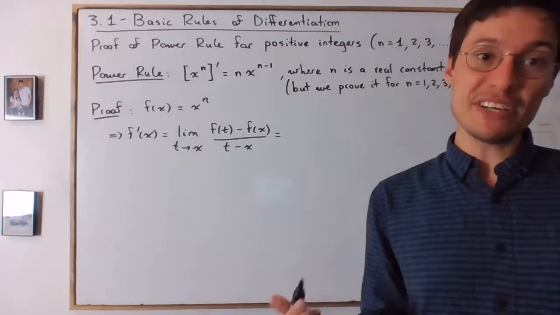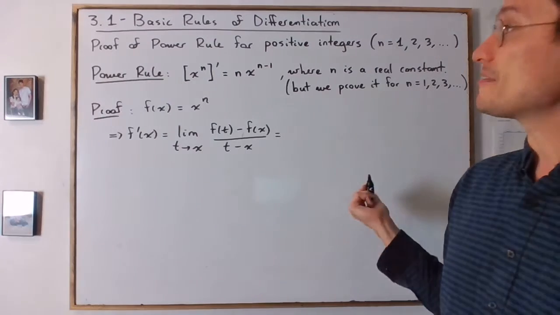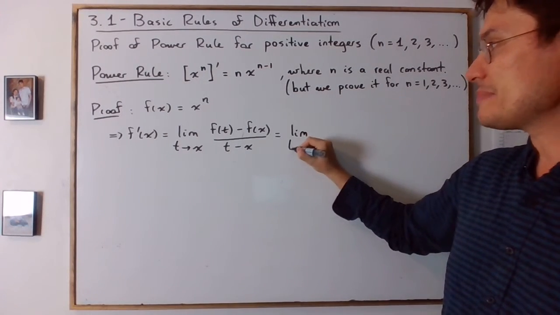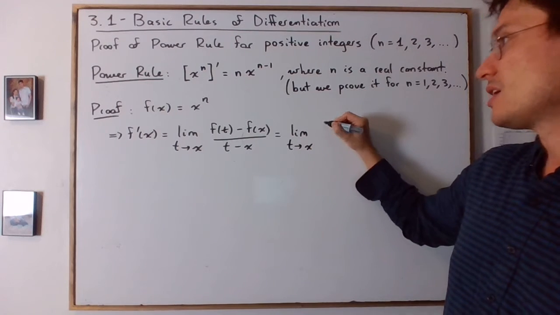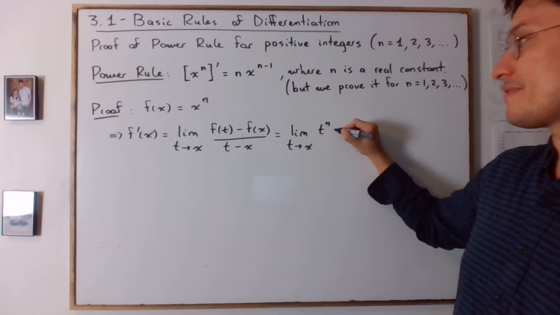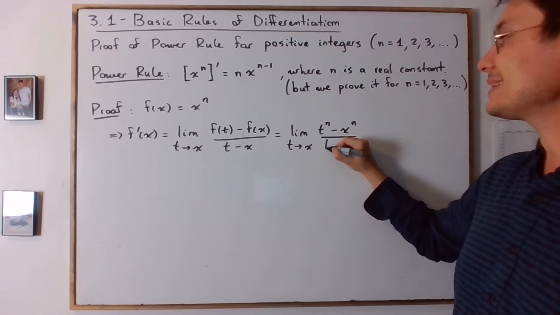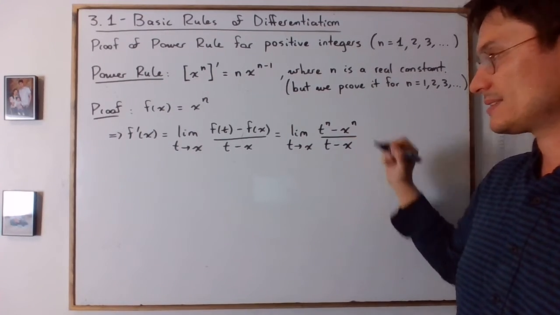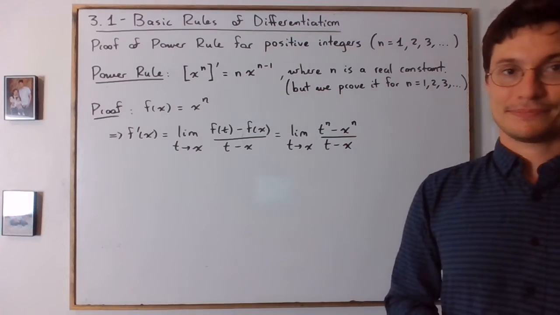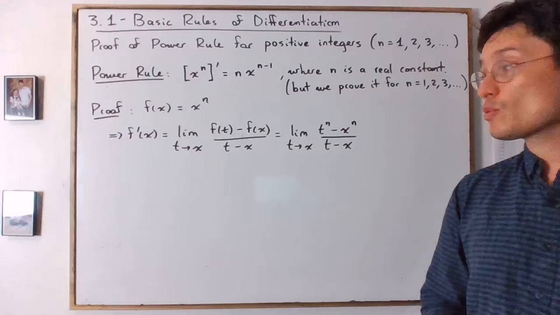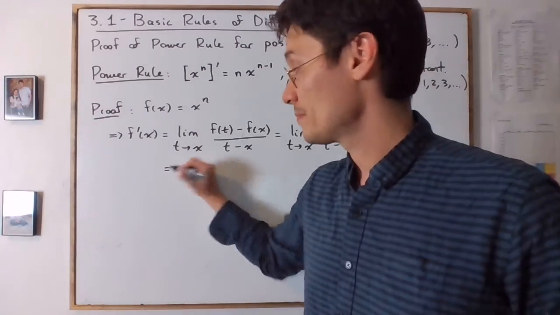The next obvious step is to replace f of t and f of x by what they are. So in other words, you have the limit as t is approaching x of t to the power of n minus x to the power of n divided by t minus x. So you get this. Now this is where the formula kicks in.